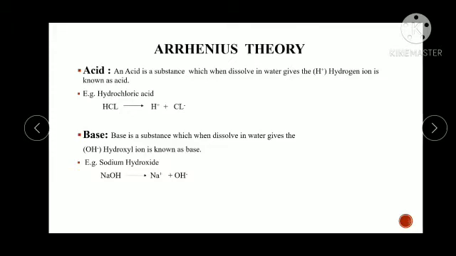According to the Arrhenius theory, an acid is a substance which when dissolved in water gives H+. It means hydrogen ion is known as the acid. Example is hydrochloric acid, HCl, which gives H+ and Cl- ions. Then next is the base. A base is a substance which when dissolved in water gives OH-. It means the hydroxyl ion is known as the base. Example is sodium hydroxide, NaOH, which gives Na+ and OH- ions.